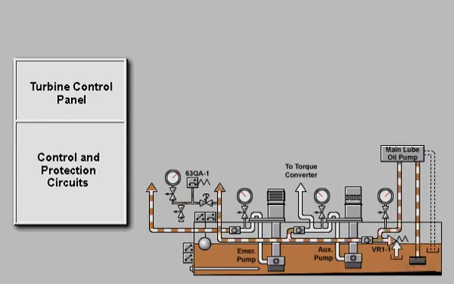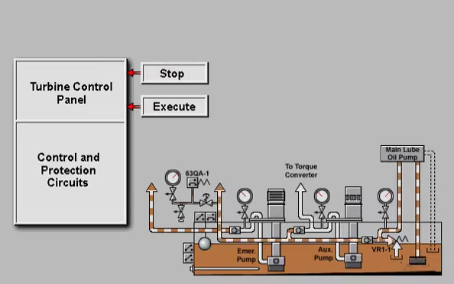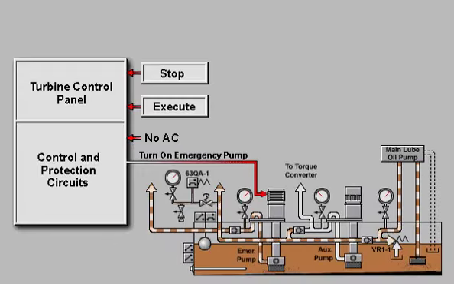The control system will also activate the emergency lube oil pump during shutdown of the turbine if AC power is not available to operate the auxiliary lube oil pump. The emergency pump will operate throughout the shutdown and cool-down periods and must be manually shut off at the motor control center.